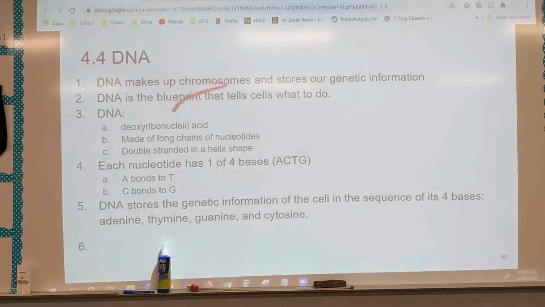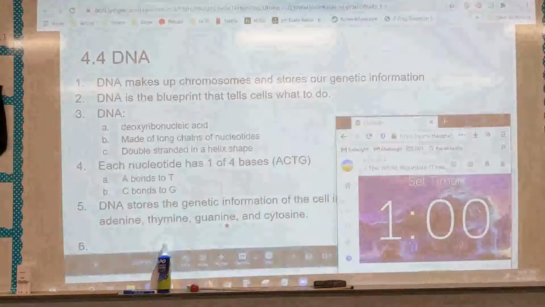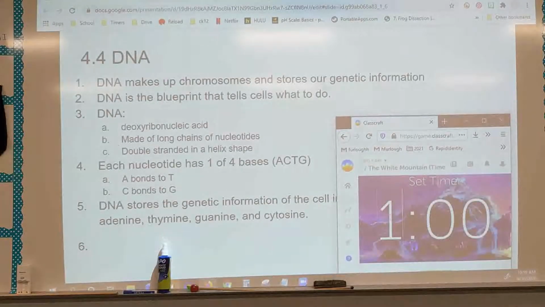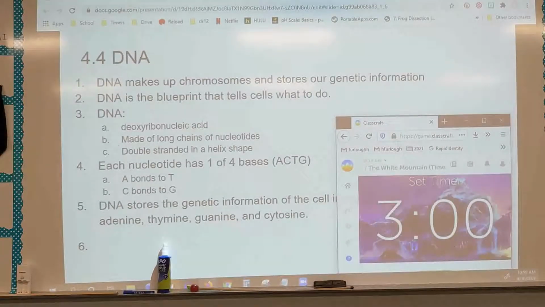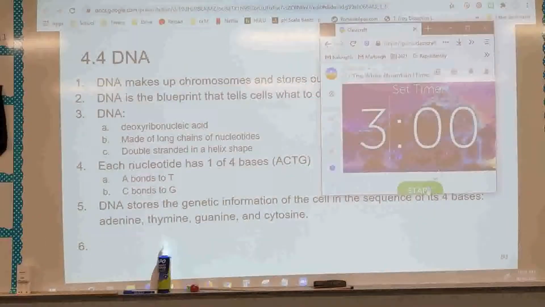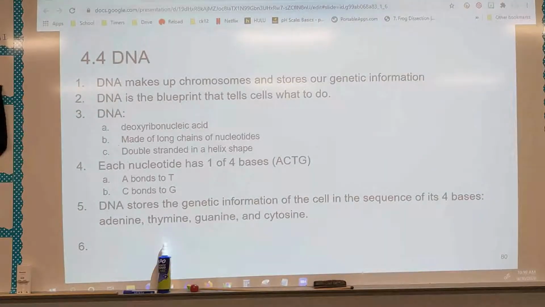All right, 4.4 DNA. This is one you need to copy down. Okay, so, kind of a lot. I'm going to go over 3 minutes. Oh, oops. There's nowhere I can put this. All right, so I'm going to start it and then minimize it. If you need to move your desk to the side or something, feel free to.